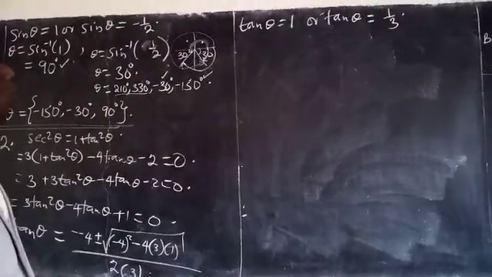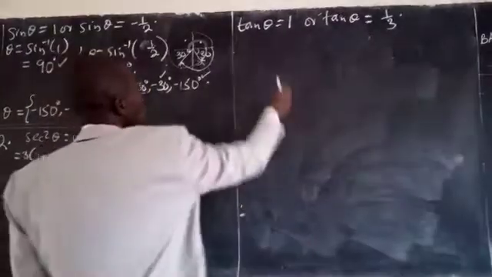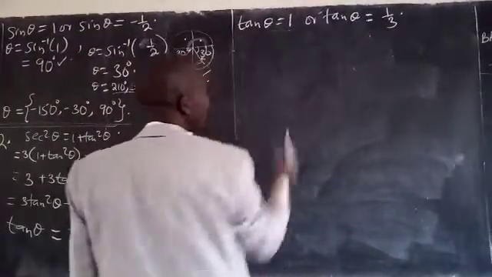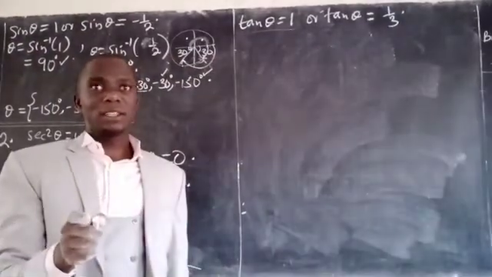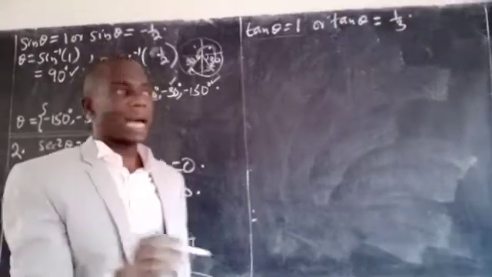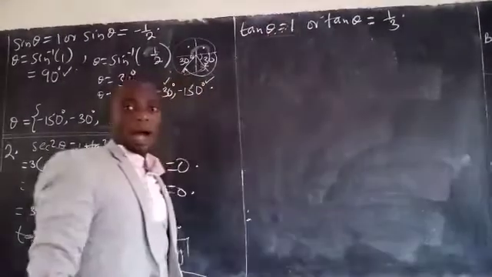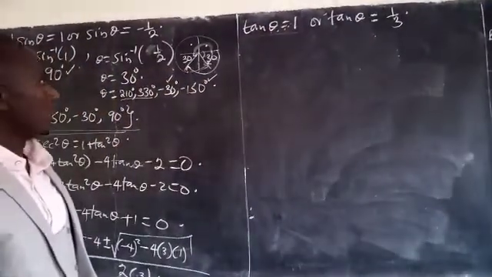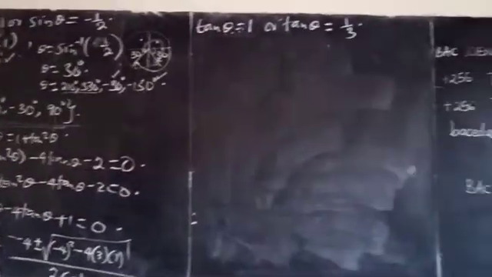So if tan theta equals 1, what's the value of theta? We know the tan inverse of 1. So this one is in the first quadrant and in the third quadrant. Remember, all are positive in the first, only sin positive in the second, only tan positive in the third. So since tan is positive, this one is in the first quadrant and in the third quadrant. But when you take the angle in the third quadrant, it is more likely to be more than 180.